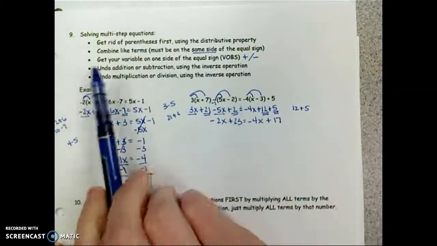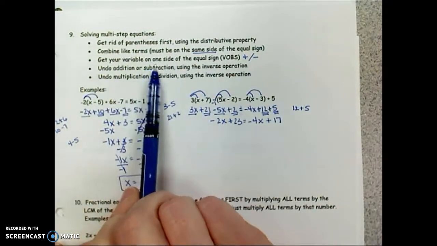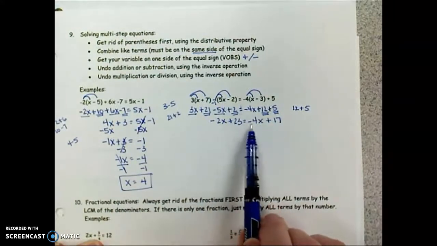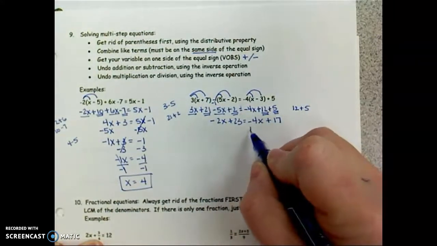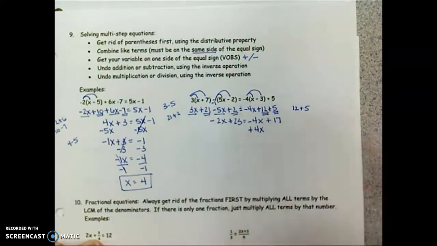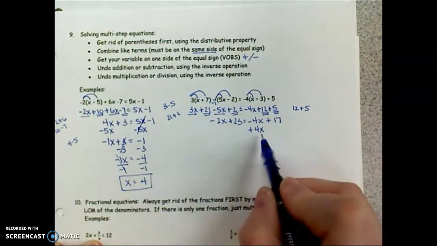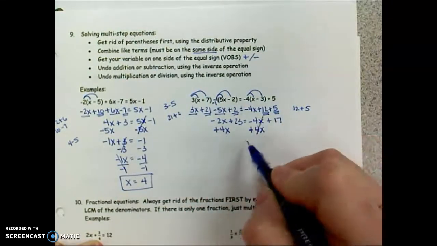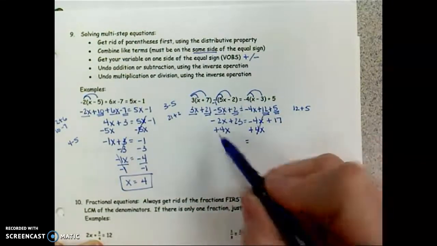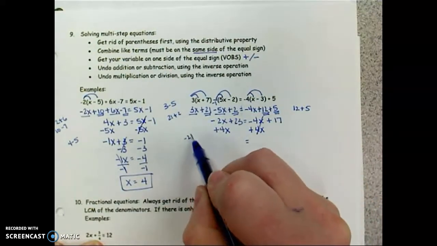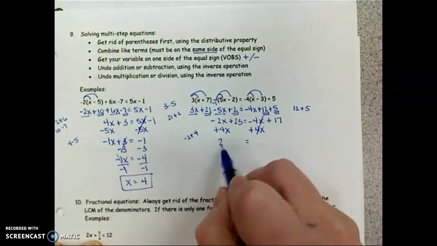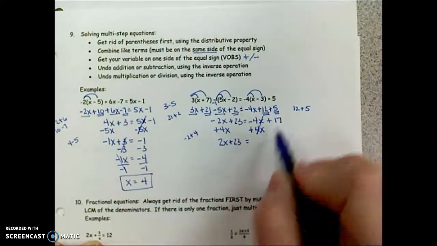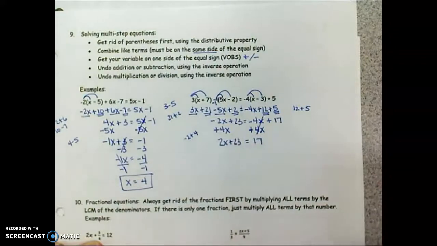So now that I have combined all my like terms, I want my variable on one side. So I'm going to get rid of the one on the right side. It's negative. So to get rid of it, I'm going to add this time. So I'm adding not 4, but 4x to both sides of the equation. So now I don't have an x on the right side anymore. On the left side, I have negative 2 plus 4, which is positive 2x. Bring down that plus 23, and I'm left with 17 on the right side.